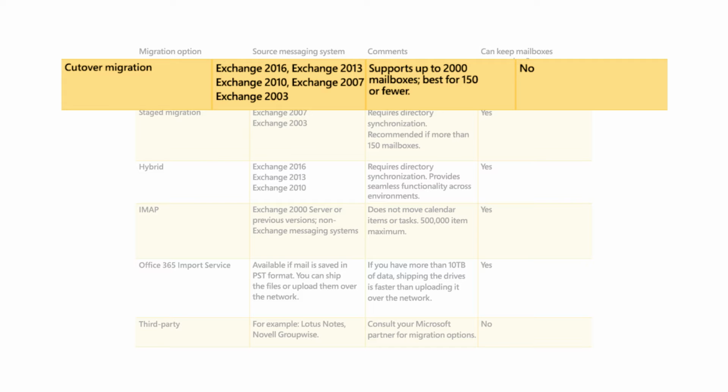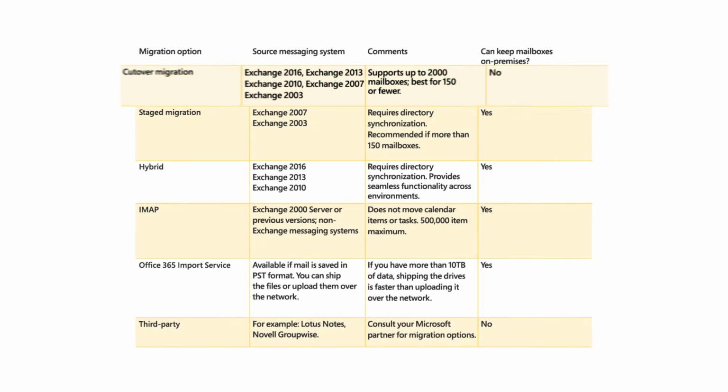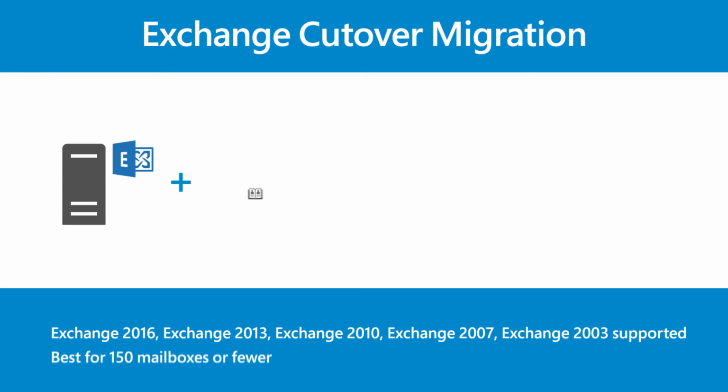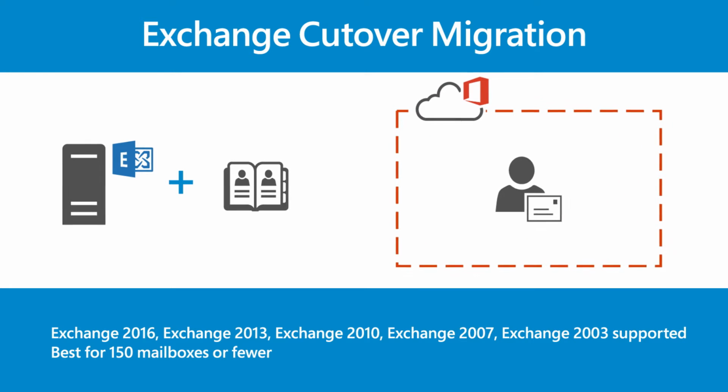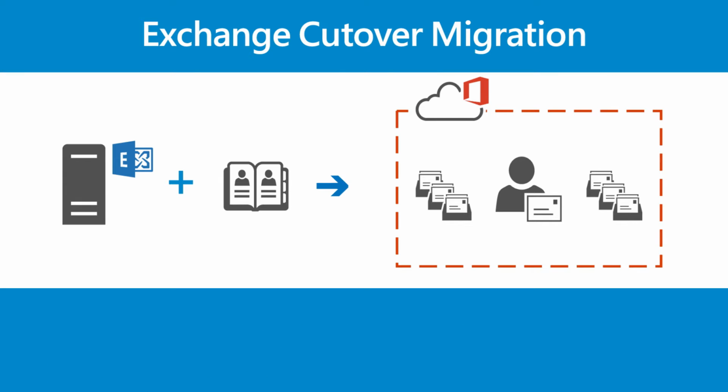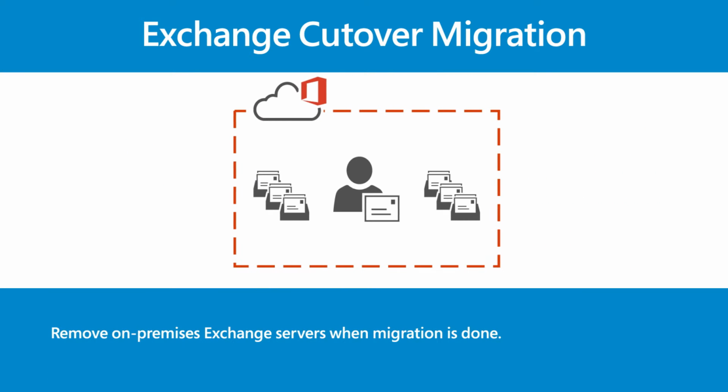Though cutover migration supports moving up to 2,000 mailboxes, you'll get the best experience when you migrate 150 users or fewer. This type of migration automatically creates user accounts in Office 365 and then moves all your mailboxes and mailbox data to the cloud. After migration is complete, you can remove your on-premises Exchange server. Note that even though the users are created by the migration, you will still have to assign licenses to the newly created users in the Office 365 Admin Center after migration.